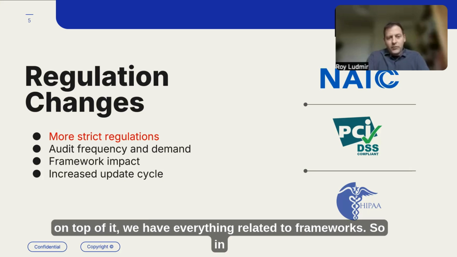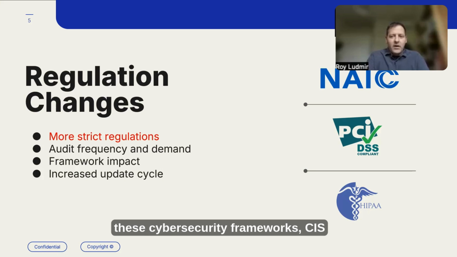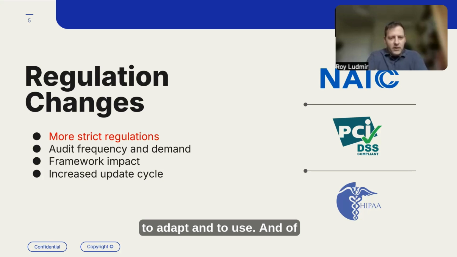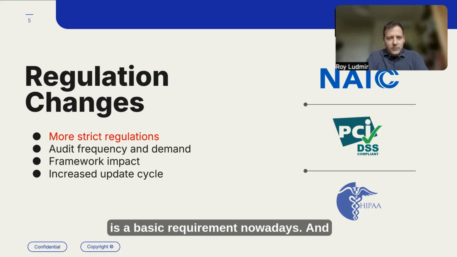And on top of it, we have everything related to frameworks. So NIST cybersecurity frameworks, CIS critical security controls. All of these frameworks are becoming best practices for every CISO around the world to just adjust, to adapt and to use. And of course, usually in the top 5 topics, hardening is coming, and it is a basic requirement nowadays.